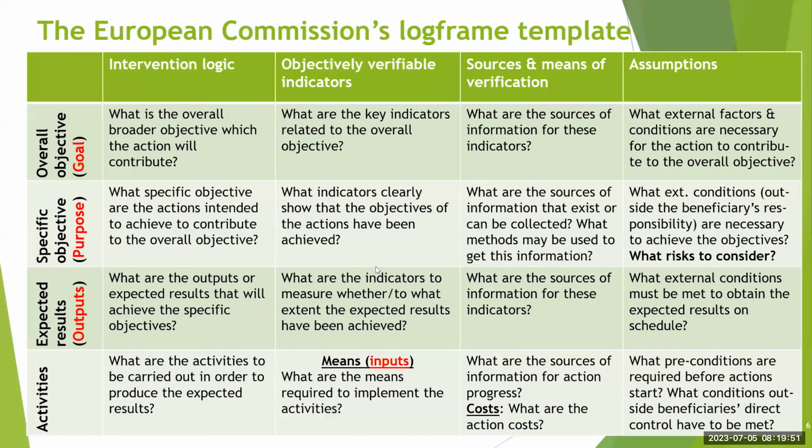And then when we say we have completed a project, obviously the project outputs delivered, there should also be indicators, and you ask yourself, what are the indicators to measure whether or to what extent the expected results have been achieved? When it comes to the activities, practically at this level, what you do is not necessarily indicators per se, but you would want to, at this point, indicate the inputs. What are the means required to implement these activities? And for each of these indicators, you would have to demonstrate the source of information or the means by which you are going to verify it.